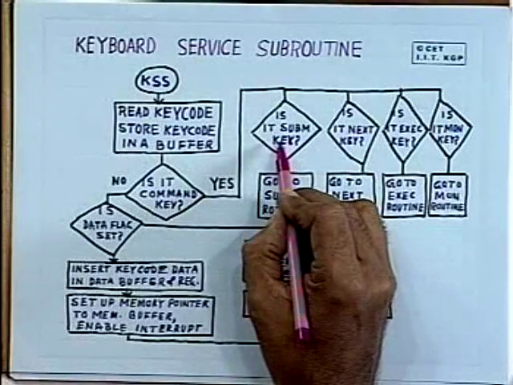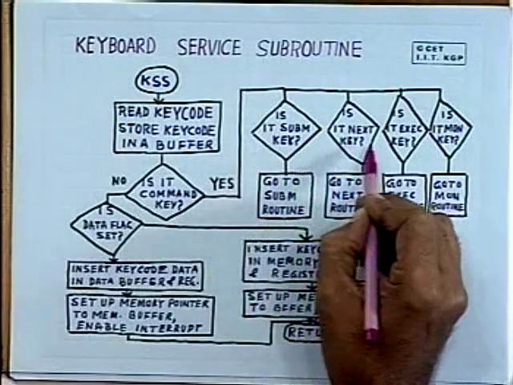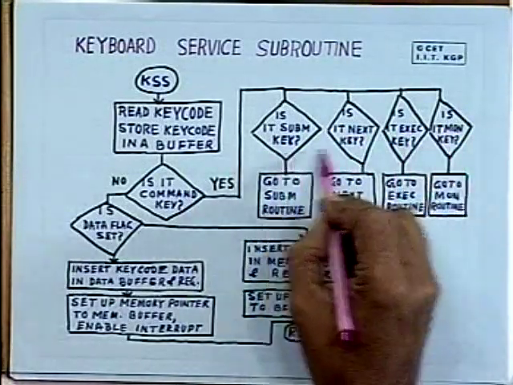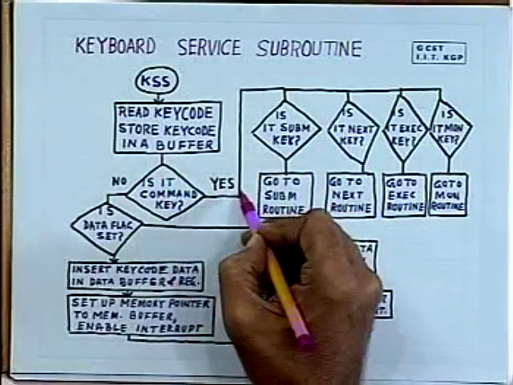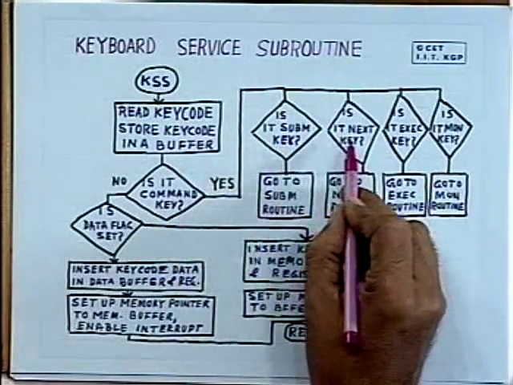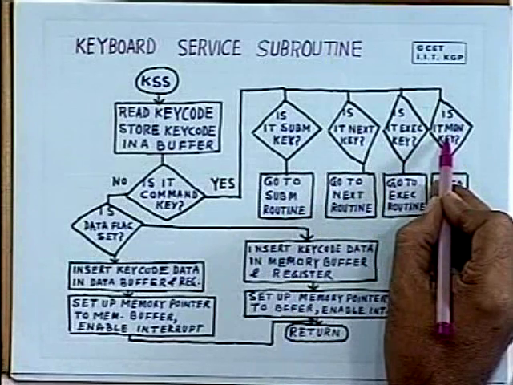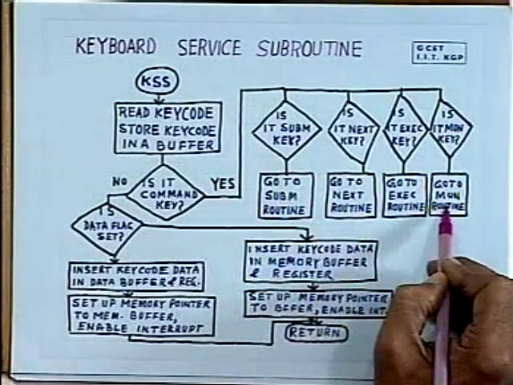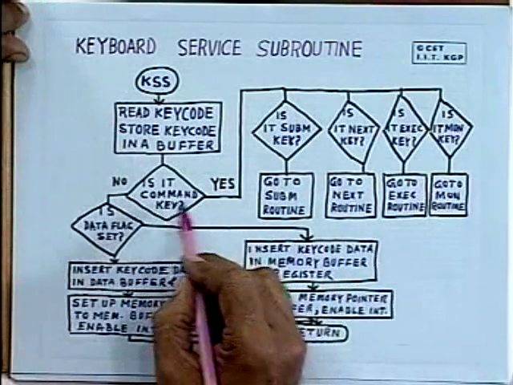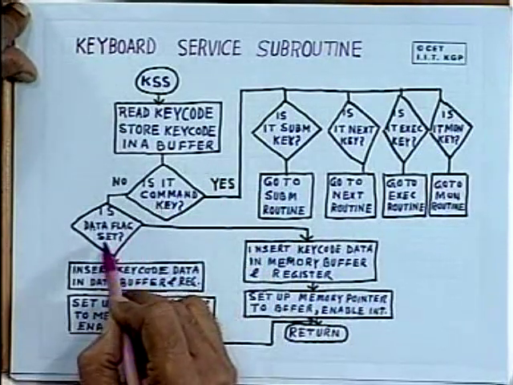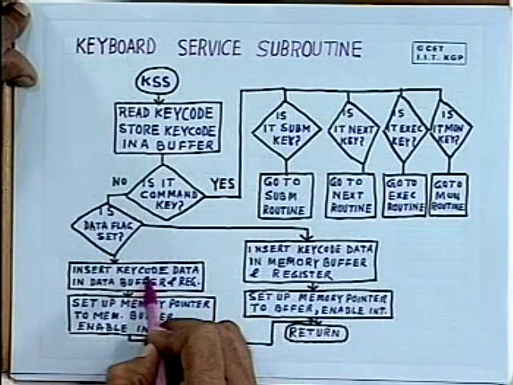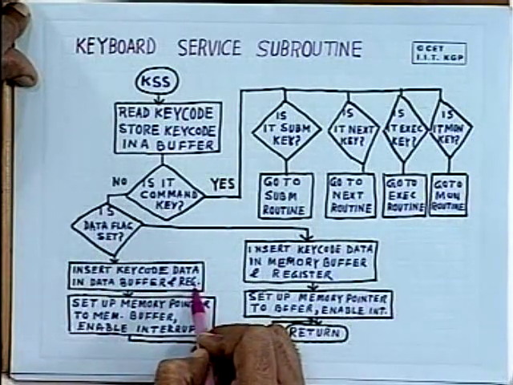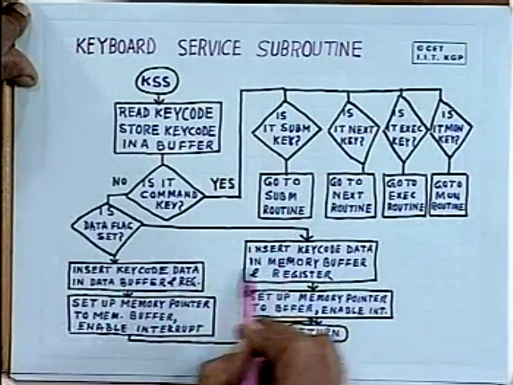The 4 command keys are substitute memory, next, execution and monitor. So if it is a command key, it checks which particular command has to be implemented. Then it goes to the corresponding subroutine. But if it is a data key, then it will store it in some buffer and then transfer it to a register for display purpose. So there are 2 parts.